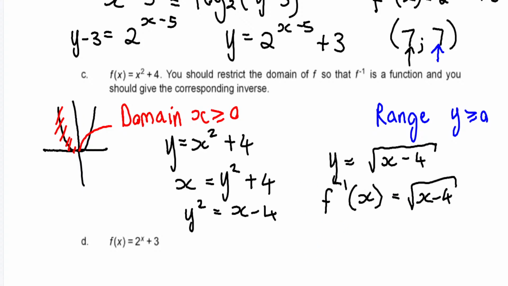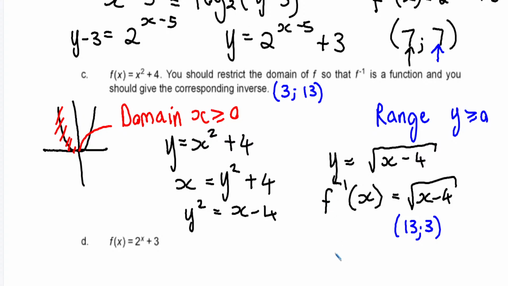Just because we can, I'm going to go and check. If you put, for example, 3 into the original function, you get 3 squared, 9, plus 4, you get 13. If you put 13 into this thing, 13 minus 4 is 9, square rooted is 3.